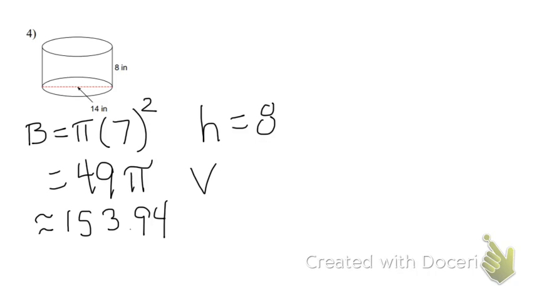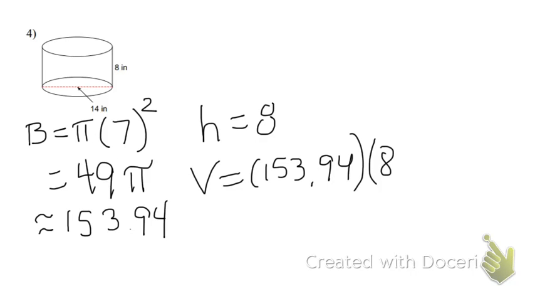Okay, so the volume is going to be area of the base, 153.94, times the height of 8, and that is rounded to the nearest hundredth, which is what the direction said, so that would be 1,231.50. You don't really have to write the 0, but the next number was a 4, so you don't round that up to a 1. And again, cubic inches.